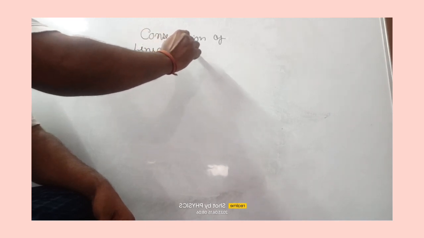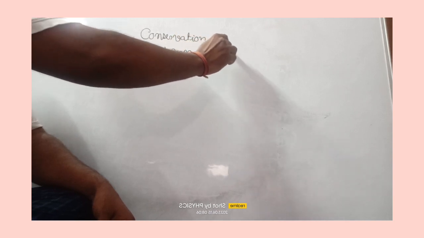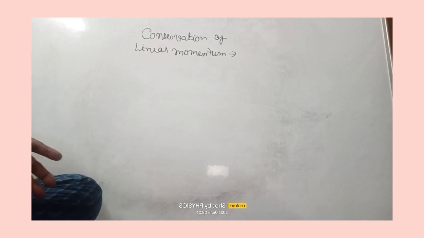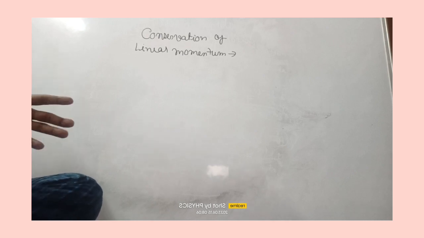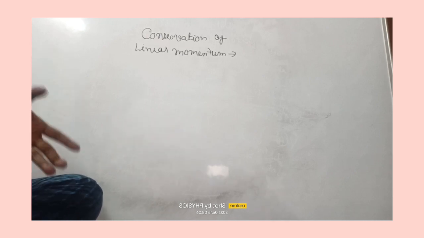Now the next case is the conservation of linear momentum. What is the conservation of linear momentum? If the external resultant force acting on the system is 0, then the total linear momentum of a system of particles is conserved in a definite direction.